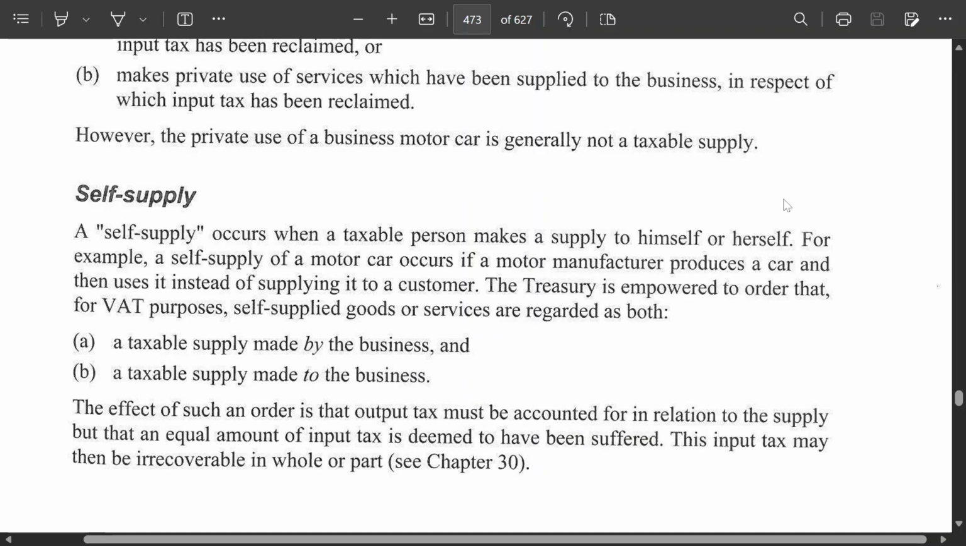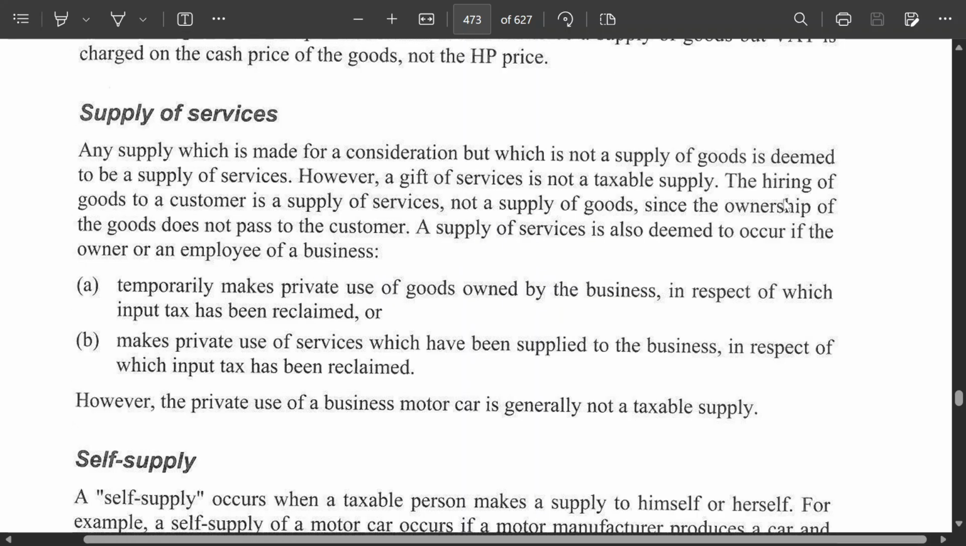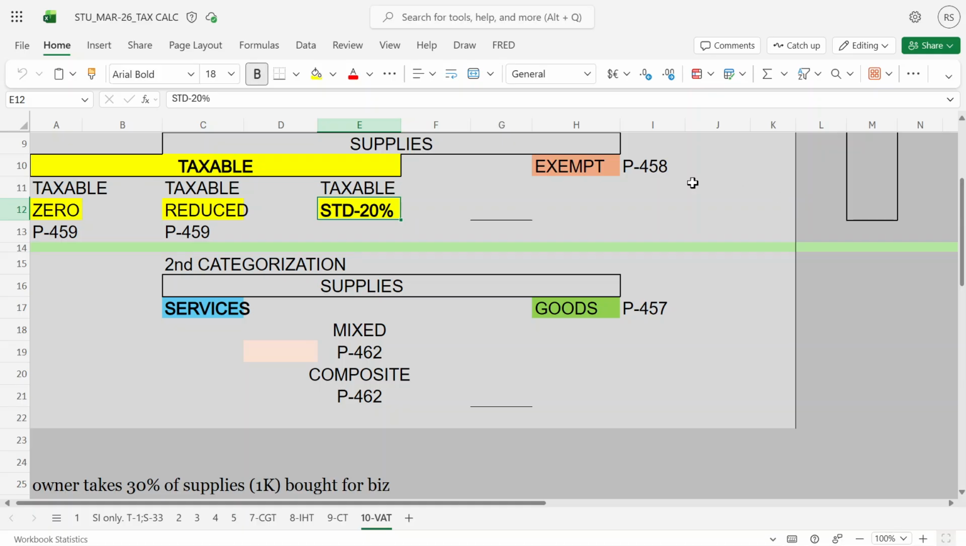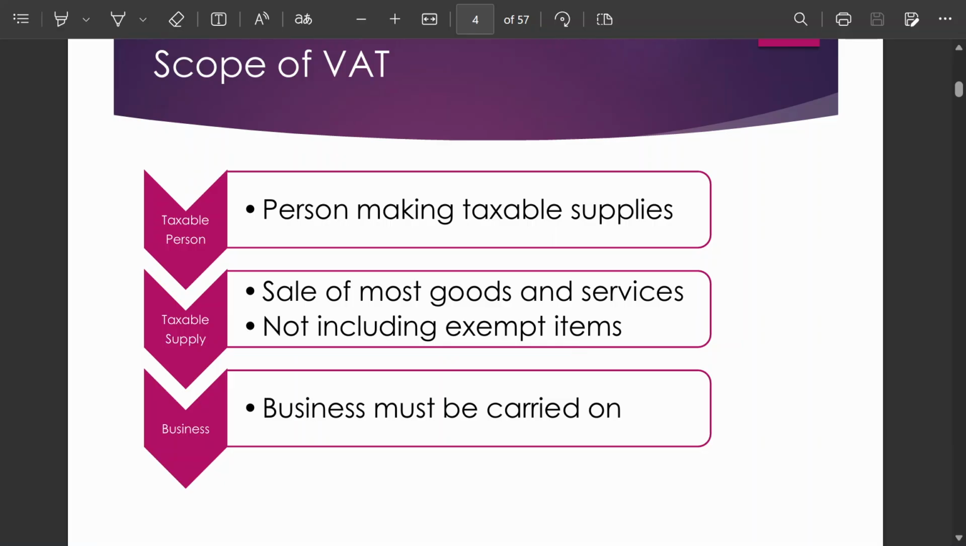So you have self-supply also, which we will deal with later. We can just leave it at this, goods and services at this point. We'll move on from here. It has to be business related, okay?